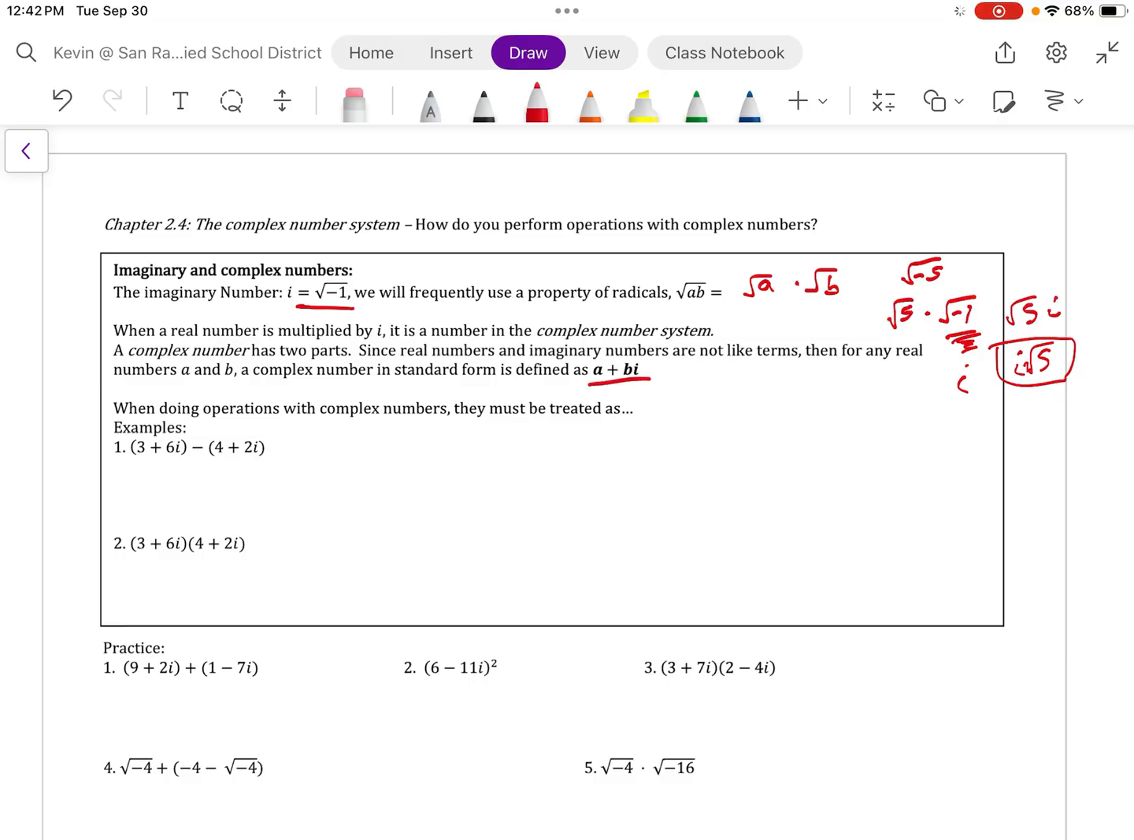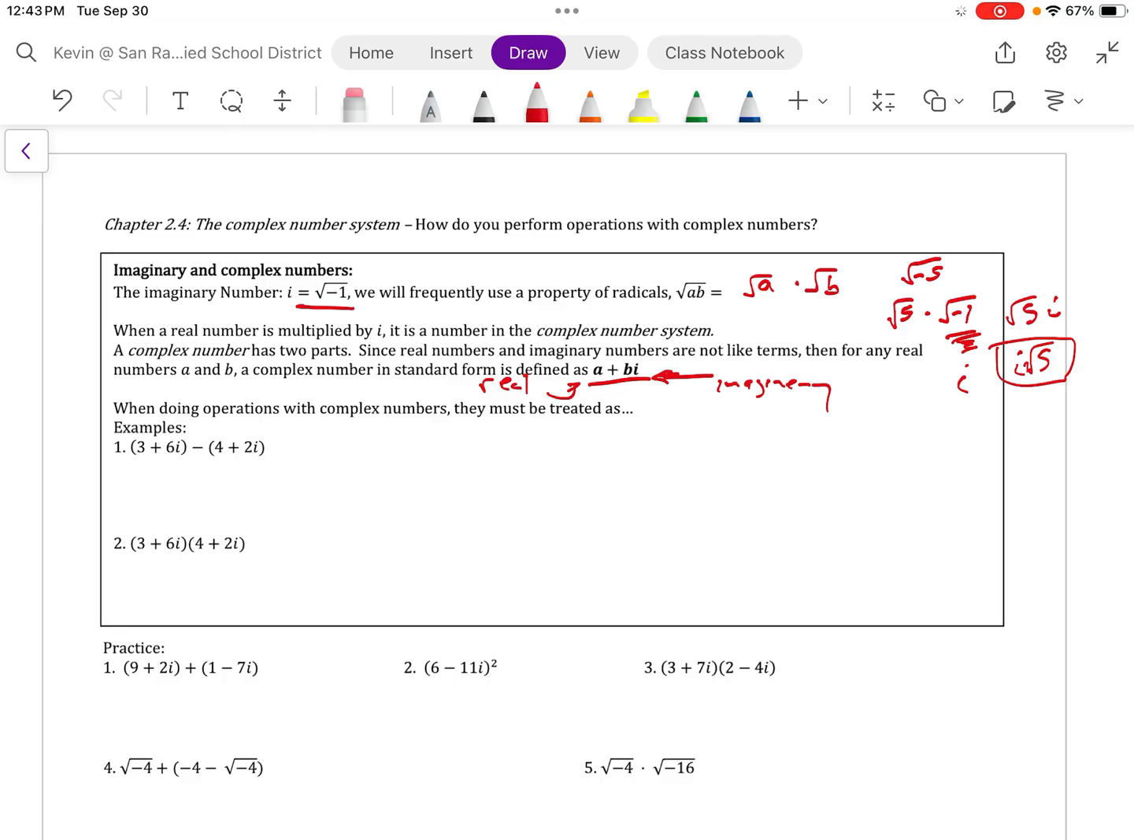Some things to remember here. Complex number system, a plus bi. We cannot combine those terms. a is the real number, and b is the imaginary number. So we treat them as a whole term, not a like term. When doing operations, we have to keep the real and the imaginary separate.